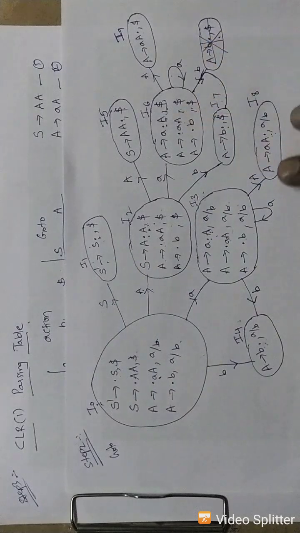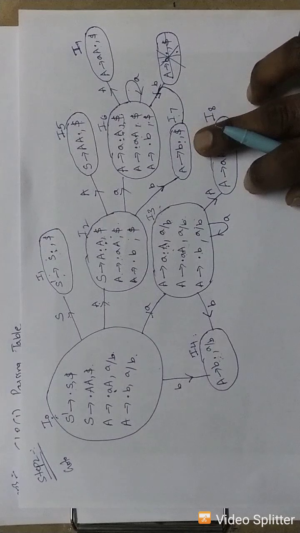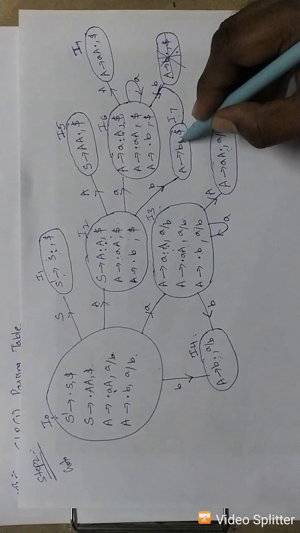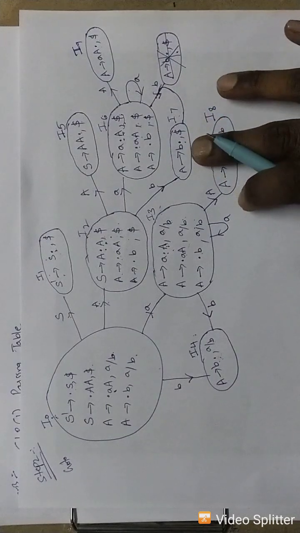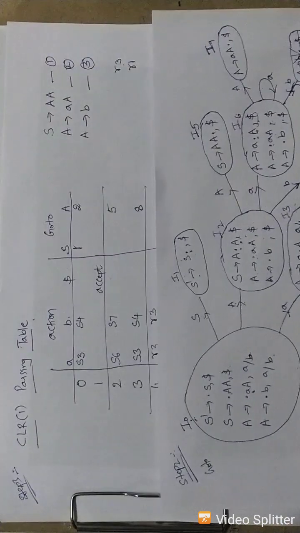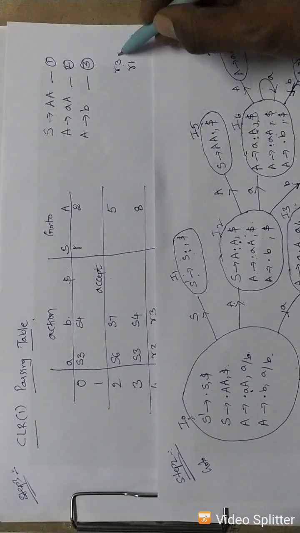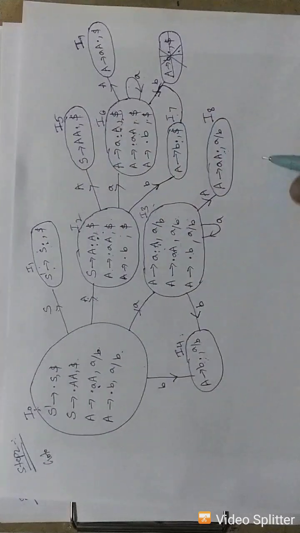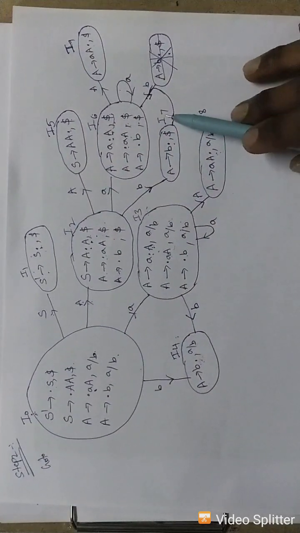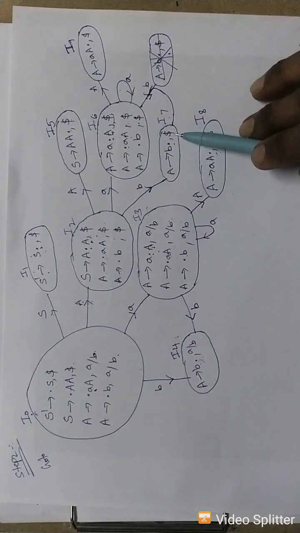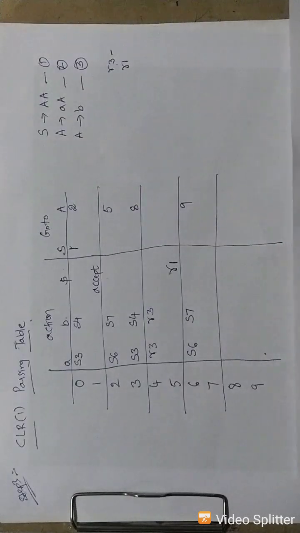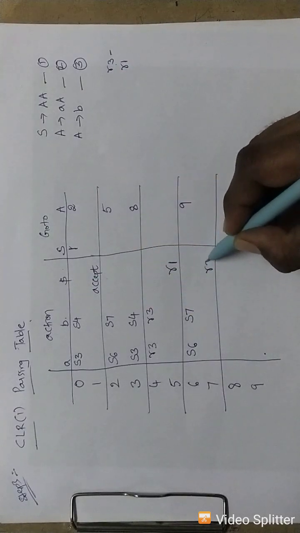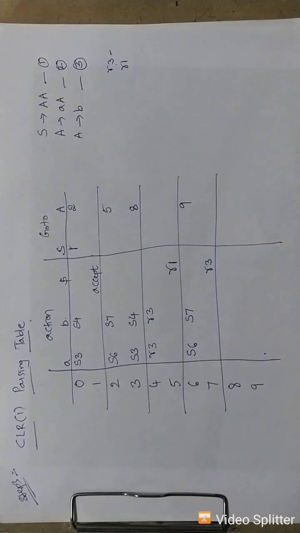I6 is completed. Now coming to I7, here again there is a final item. When the dot is at the rightmost position, this is called a final item. A implies b is the third production, nothing but R3. Where should I keep this R3? Under the look ahead symbols of the state. In I7, the look ahead symbol is dollar, so I should keep R3 under the dollar. Only look ahead symbols.